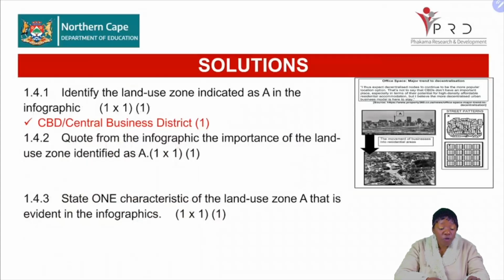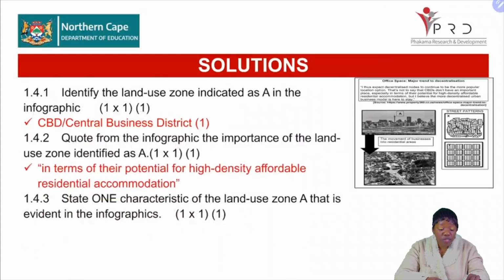Then your 1.4.2, you quote from the infographic the importance of the land use zone identified at A. So remember I said you're supposed to include the inverted commas so that you indicate that we have quoted: in terms of their potential for high density affordable residential accommodation. We were quoting from the infographic the importance of the land use zone identified at A, which is the CBD, in terms of their potential for high density affordable residential accommodation, because we're quoting the importance.